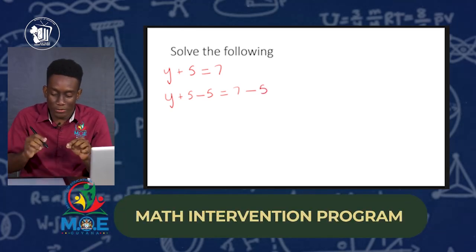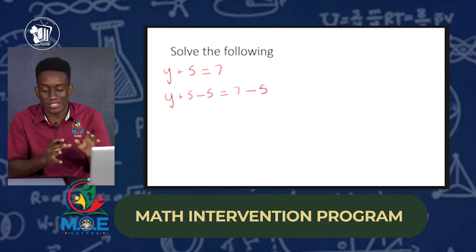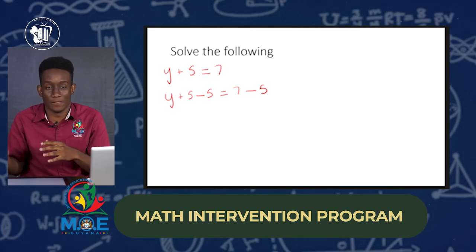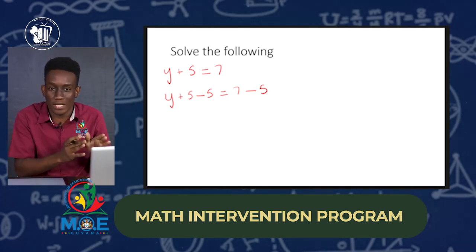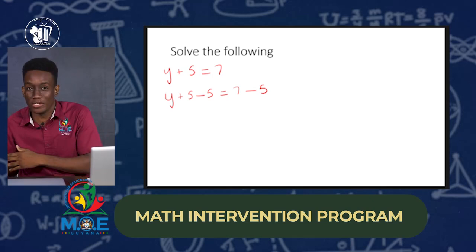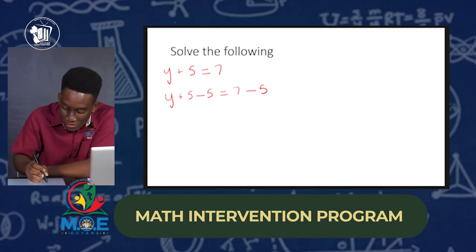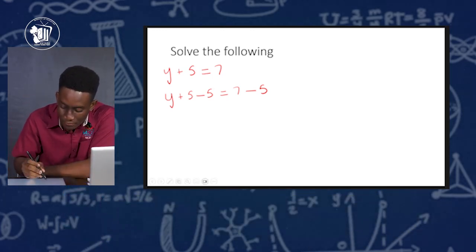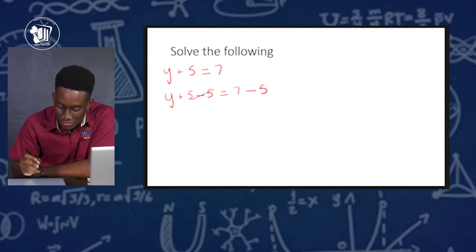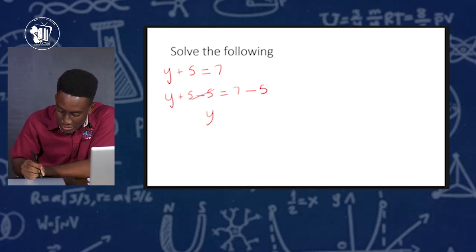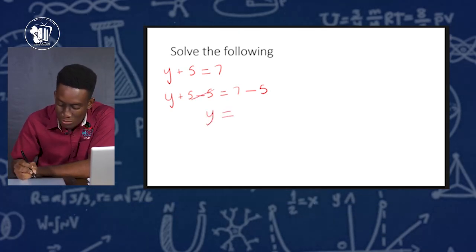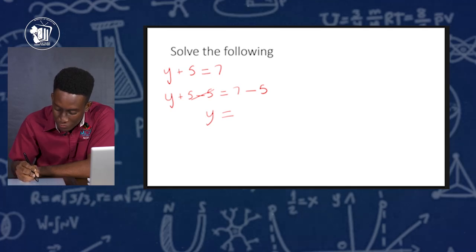So we'll have y plus 5, and we subtract the 5 on that side, and we must subtract 5 from the other side as well. So whatever we do on one side, we must do the same thing on the other side. So 5 subtract 5 will give us 0. So we'll have y is equal to 7 subtract 5, which would give you 2.